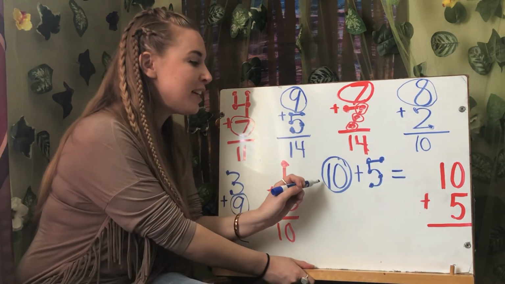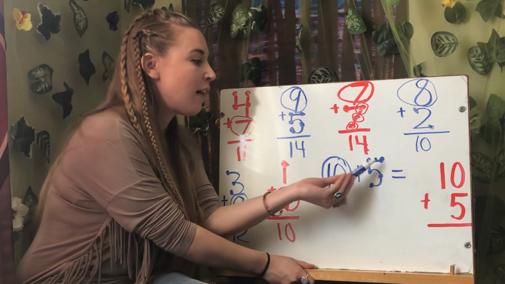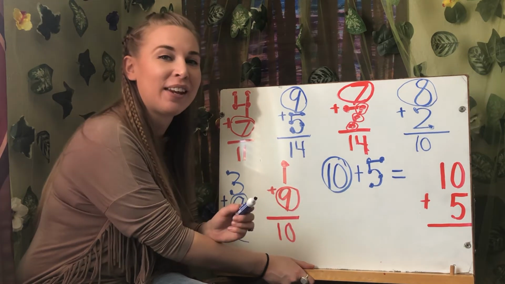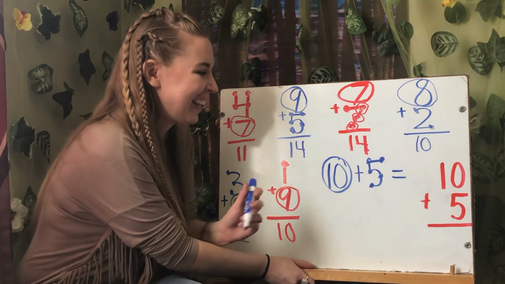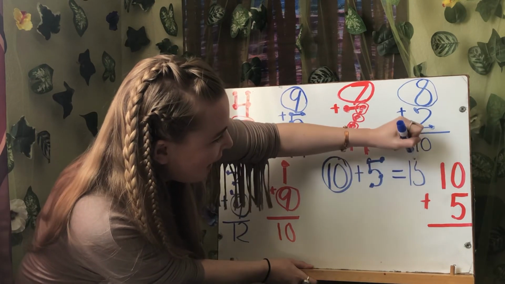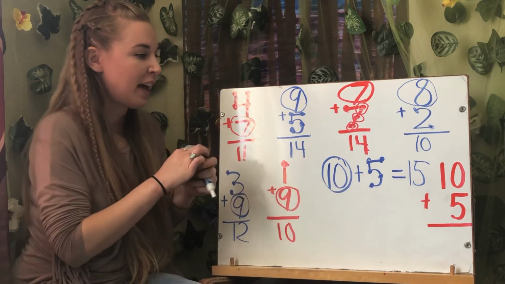Now point to the big number and say it. 10, and then count up from there. 11, 12, 13, 14, and 15. How do I write 15? A 1 and then a 5. It's a little messy, but hopefully you can still read that.